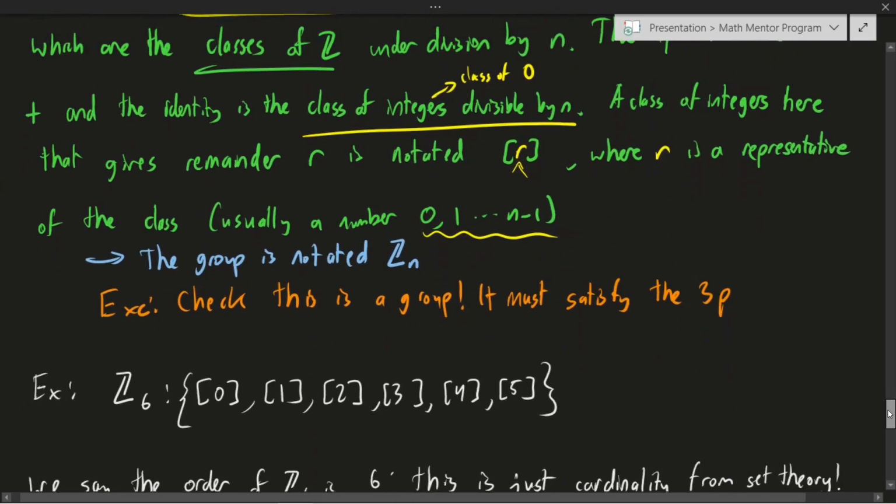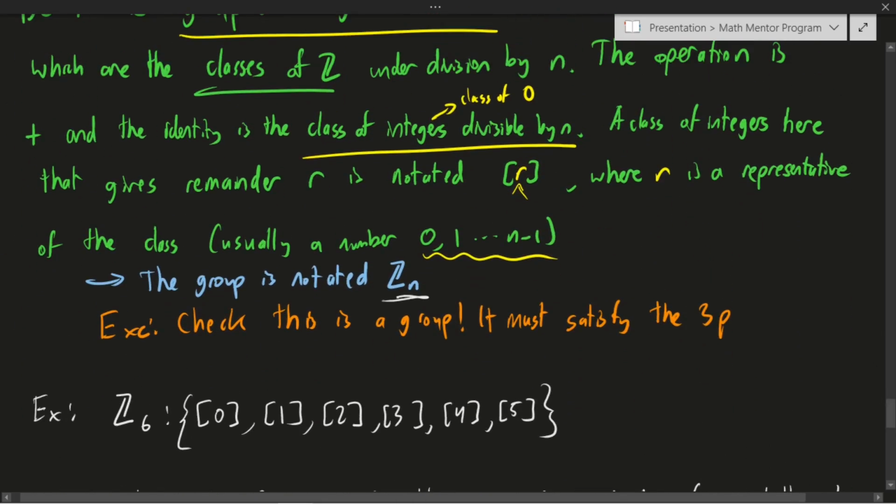All right. So the group is going to be notated Z with a mod n, with a little subscript n, and I will guide you through an exercise that verifies that this is a group. So it must satisfy the 3 points described in our first definition.